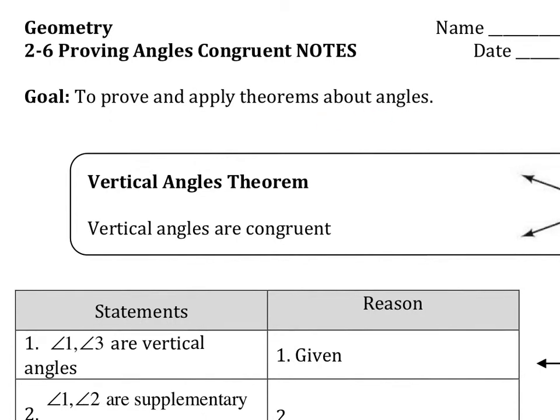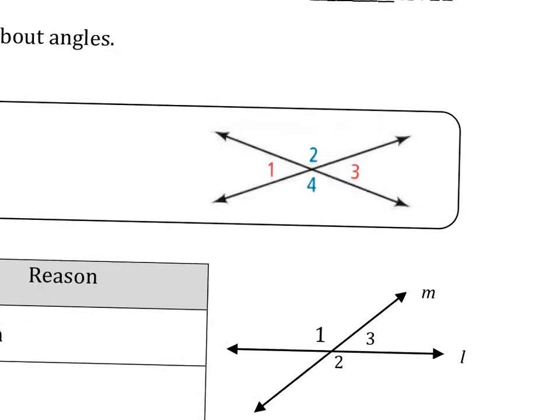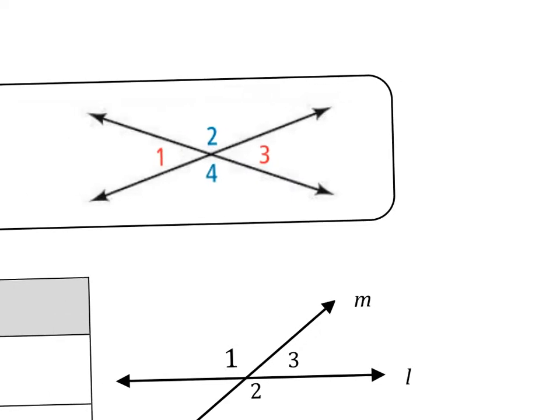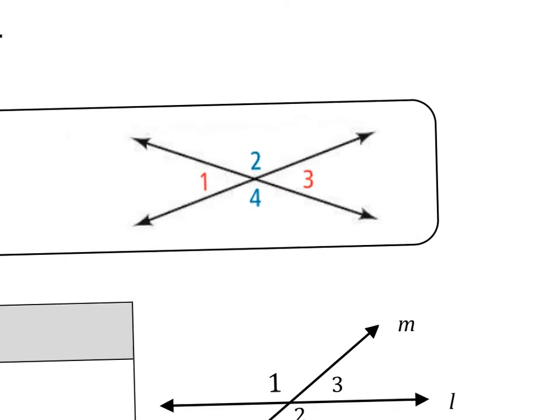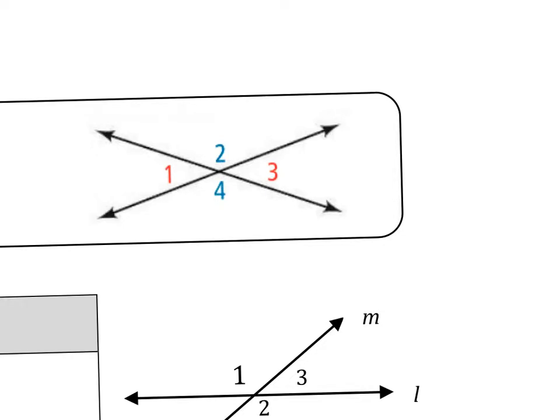Now we've actually talked about this lovely theorem before. Four fat words: vertical angles are congruent. And if I had to draw that out over here, remember that vertical angles always make an X. They always make an X. And it turns out that this pair, angles 1 and 3, are congruent. And this pair, angles 2 and 4, are congruent. So you can mark it in that manner.